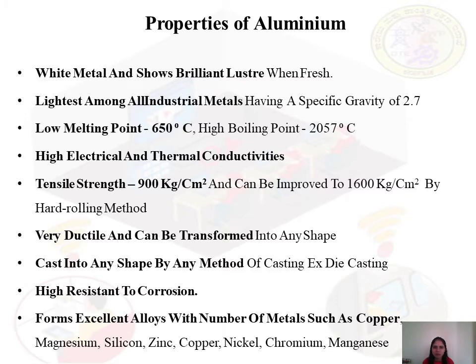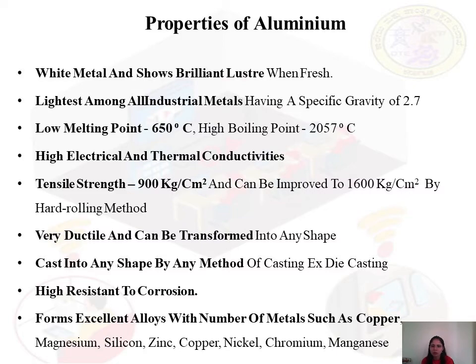It is a ductile material, and it can be cast into any shape by any method of casting. It may be die casting and so on. As I told, it has high resistance to corrosion. Its specific gravity is around 2.7. And it readily dissolves in hydrochloric acid. These are some of the properties of aluminium. Hope you have understood the properties.